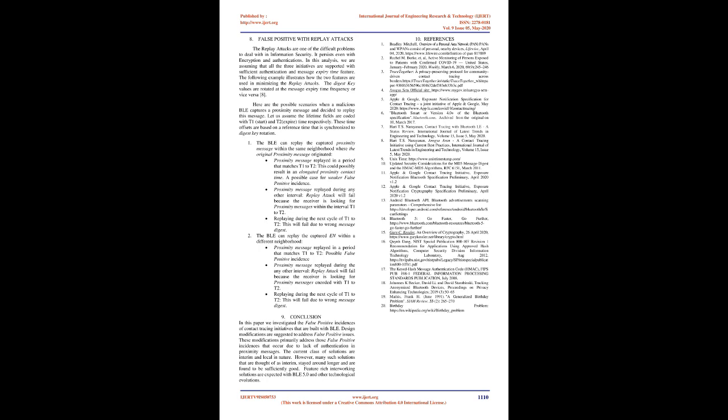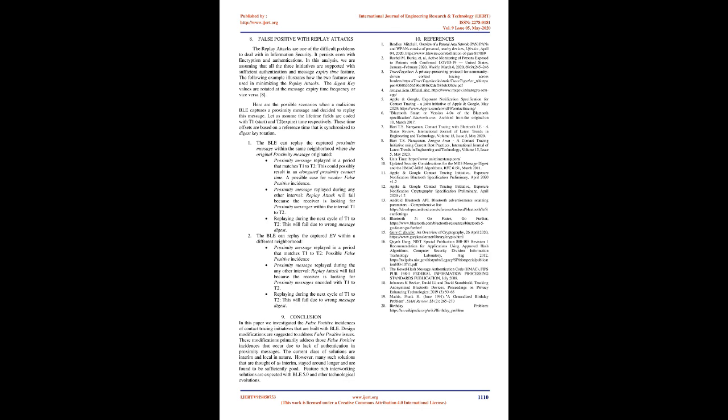Proximity message replayed during any other interval, the replay attack will fail because the receiver is looking for proximity messages within the interval T1 to T2. Replaying during the next cycle of T1 to T2 will fail due to wrong message digest. 2. The BLE can replay the captured message within a different neighborhood. Proximity message replayed in a period that matches T1 to T2, possible false positive incidents. Proximity message replayed during any other interval, the replay attack will fail because the receiver is looking for proximity messages encoded with T1 to T2. Replaying during the next cycle of T1 to T2 will fail due to wrong message digest.